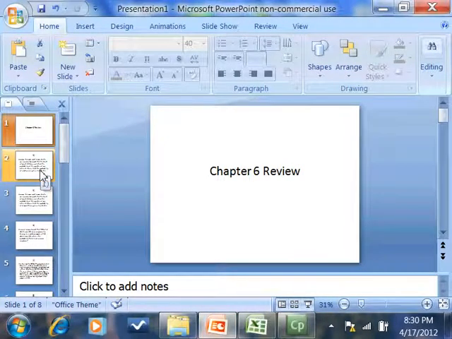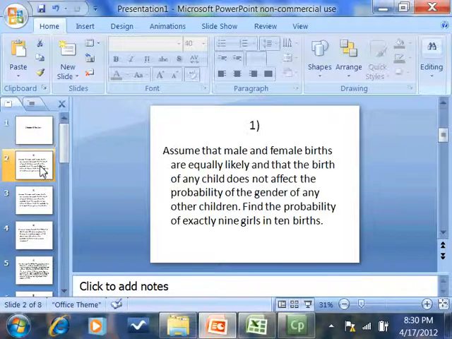Let's take a look at Chapter 6 review. When you read these problems, the first thing you've got to determine is whether it's binomial or Poisson. Basically your guideline is, if it says Poisson somewhere in your problem, then it's a Poisson distribution. Otherwise you can assume binomial.